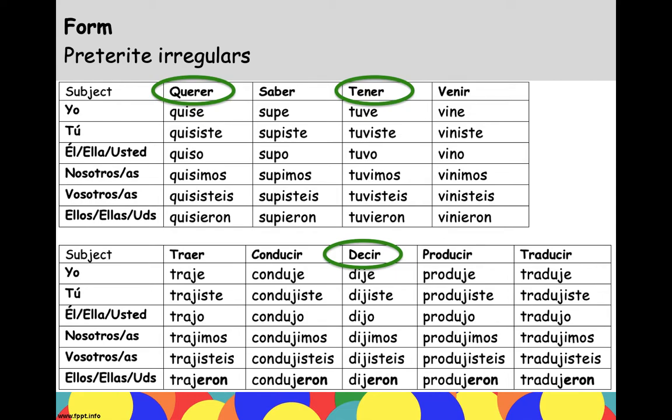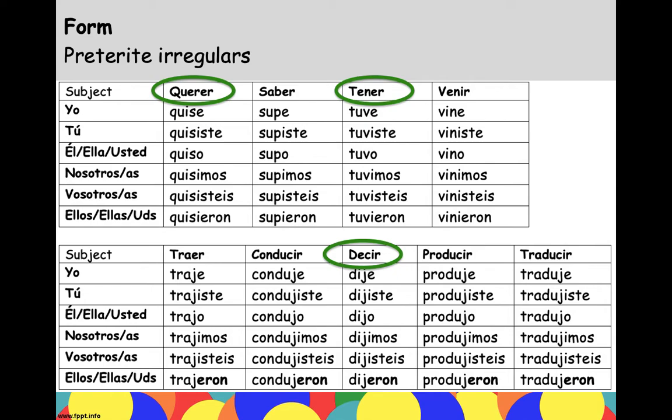You've still got that common ending of -iste or -imos, -isteis, but the -ieron has changed to -eron, so it hasn't got the I before the E in the final 'they' form. So that's the only thing that's slightly different about these ones. I've put them in a row on their own because all these verbs have got a J in the stem, which makes them quite irregular.